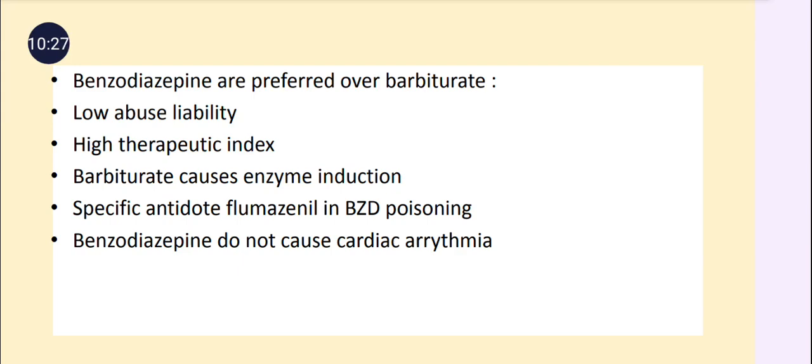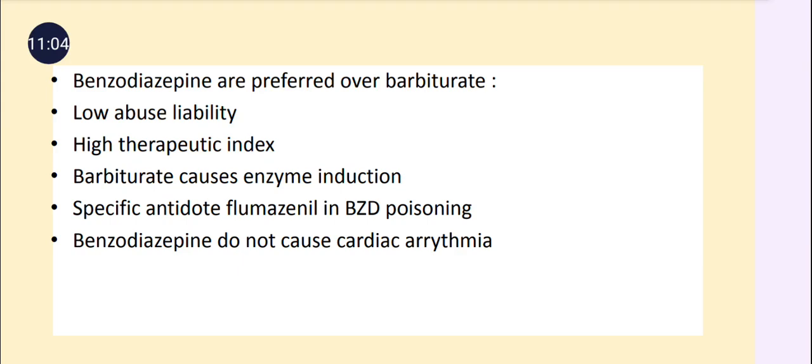Therapeutic index is a measure of the safety of the drug. Then barbiturates are enzyme inducer drugs. Enzyme inducers are those drugs which induce the activity of the enzyme, and when the activity of the enzyme is increased, it leads to the rapid degradation of the drug, any drug, by that enzyme, and it leads to reduced pharmacological effect of that drug. So barbiturates are actually enzyme inducer drugs.